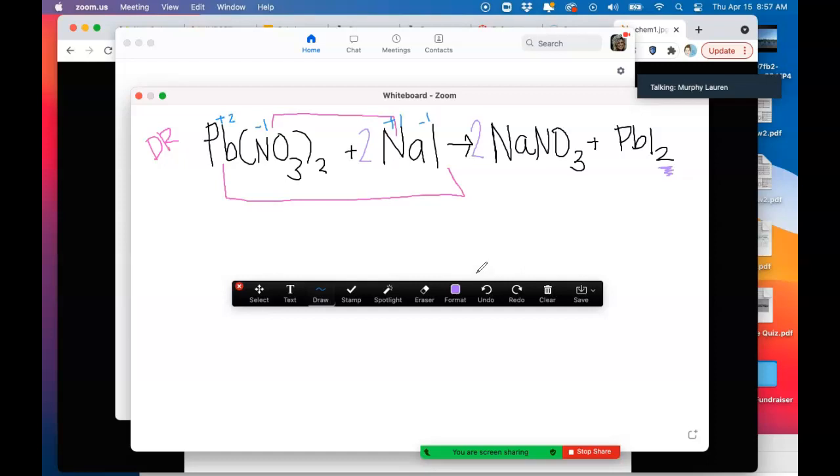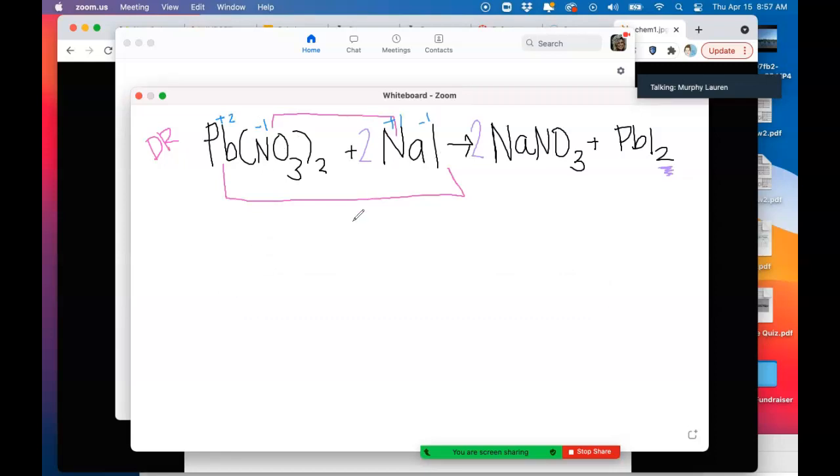So it's been a while. You definitely want to get back in the swing of this because this is the bulk of the rest of the chapter. So now, what does this mean, lead 2 nitrate and sodium iodide? Well, I'm about to show you.